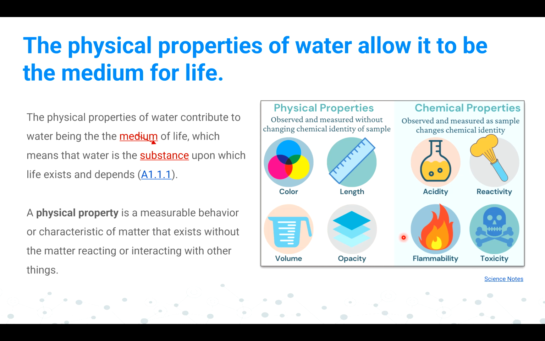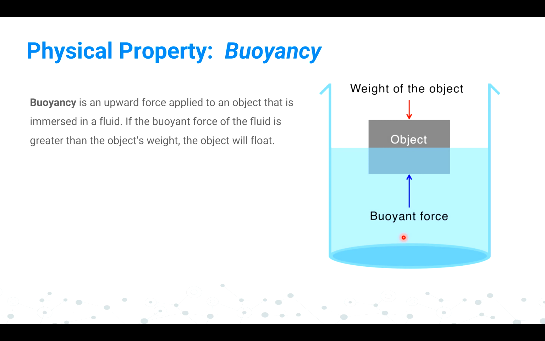And a physical property is a kind of measurable behavior of matter that exists without the matter reacting or interacting, like the color, opacity, volume, how much volume there is, length, right? But when we say chemical property, like whether it's toxic, whether it's reactive or non-reactive, whether it's acid or base, all these things come under chemical properties.